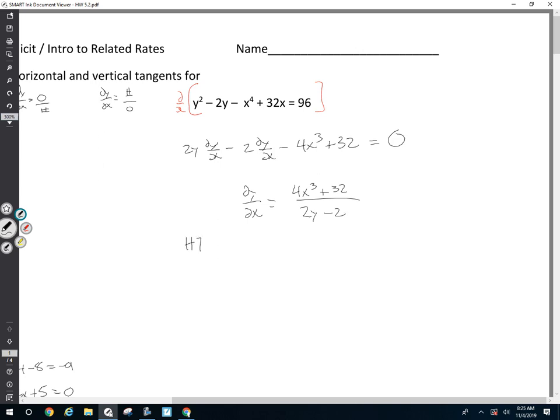Horizontal tangents will be when the numerator equals 0. And subtract 32 divided by 4. 32 divided by 4 is 8. Cubed root of 8, 2. That's nice. Okay. A little bit easier. 2y minus 2 equals 0. Add 2, y is equal to 1.